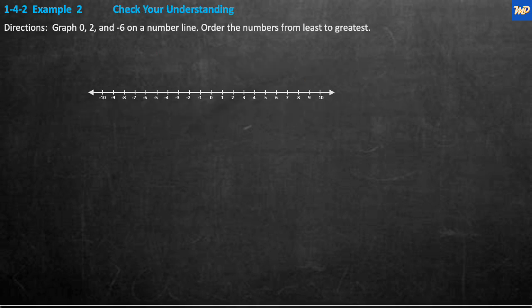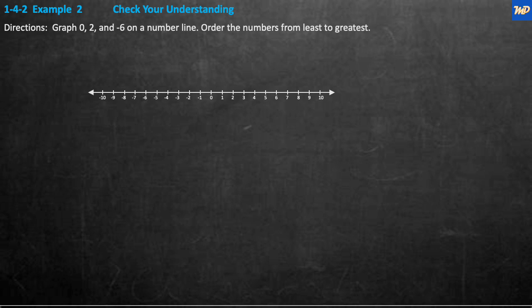So for example 2 under check your understanding, they have one problem. Graph 0, 2, and -6 on the number line. Order the numbers from least to greatest. Well, the negative numbers are least, and the bigger the negative number, the more least it is. The smaller the number, the farther it is from 0. We've got 3 numbers we're going to find: 0, 2, and -6.